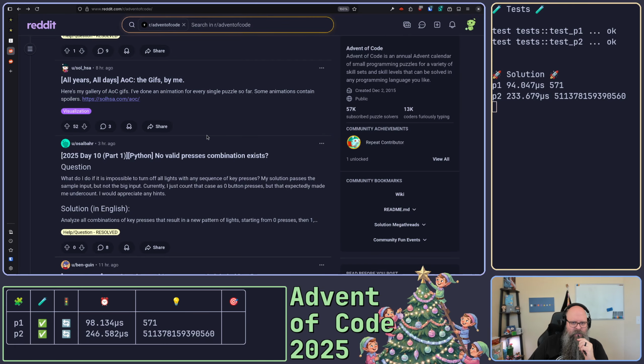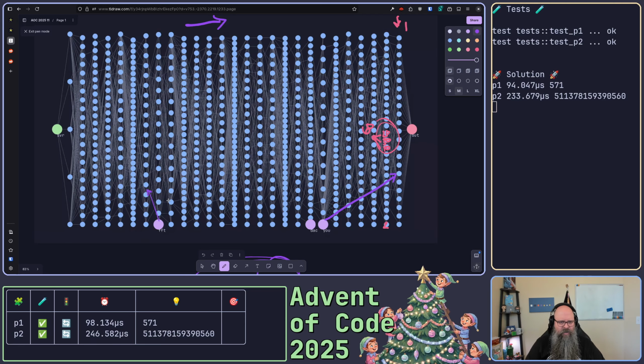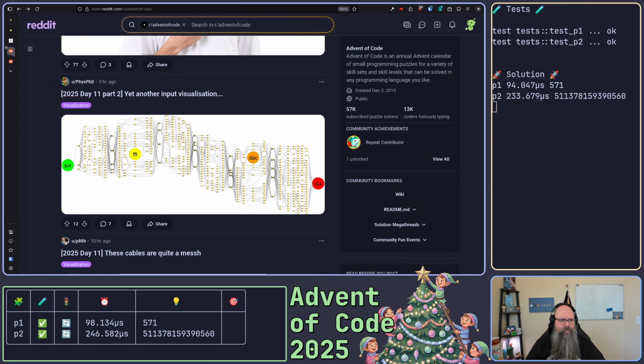FFT, DAC, out. Serve, FFT, DAC, out. I'm just curious, was everyone's serve FFT DAC out? It's possible it was. It's hard to see here, but there's only like 5 lines coming out of FFT going this way. It's possible there's fewer. Obviously the graph goes this way, but that means there's only really like 4 or 5 nodes along this that are actually interesting. So, these cables are quite a mess.